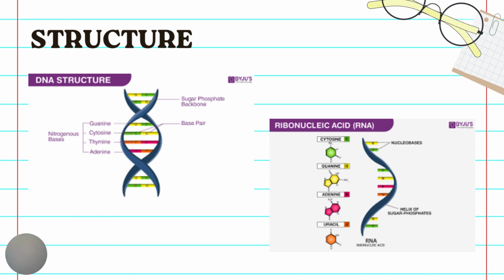And then ribonucleic acid is single stranded. The nitrogenous bases are out and exposed. They're not with their best friends. Nothing's happening. And it's also twisted. It's a single stranded helix structure. Those are the structures of DNA and RNA.